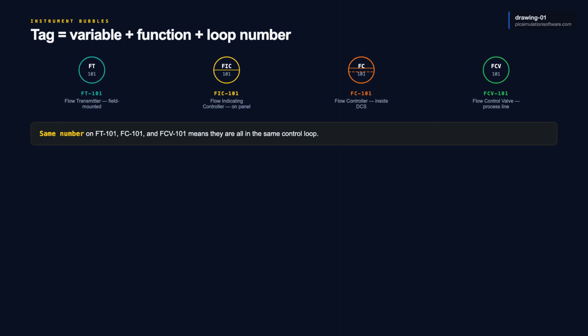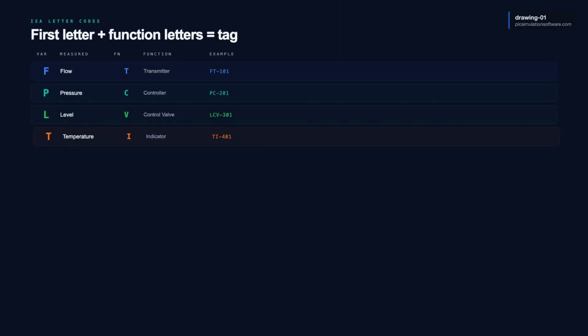A dashed horizontal line means the instrument is in the distributed control system, the DCS, not on a physical panel. Here are the letter codes you will see most often. First letters for measured variable. F is flow, P is pressure, L is level, T is temperature, A is analysis. That covers pH, conductivity, oxygen, and composition analyzers.